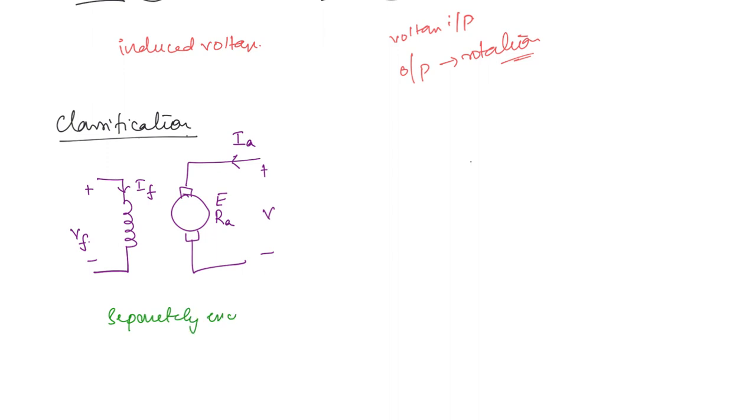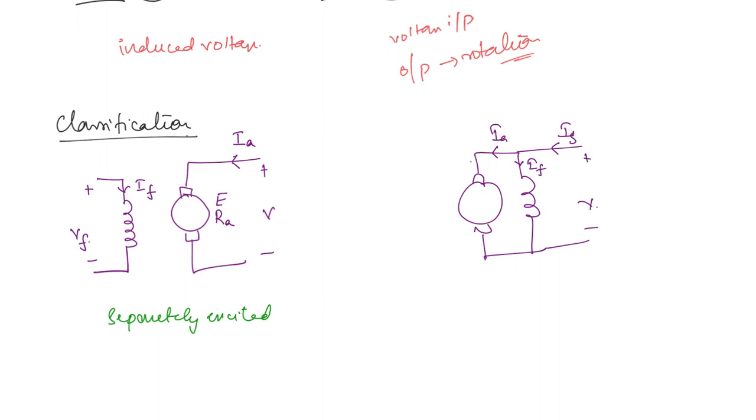Similarly, you can draw for everything else. Self-excited, if you take the shunt, then how is it going to be? The armature is going to be like this and the field winding is going to be in parallel. Then the armature current direction is into the armature. This is the field current and this is the supply current, which you can write as IS, and this is the voltage V. This is the shunt connection. In self-excited, it is a shunt connected motor.